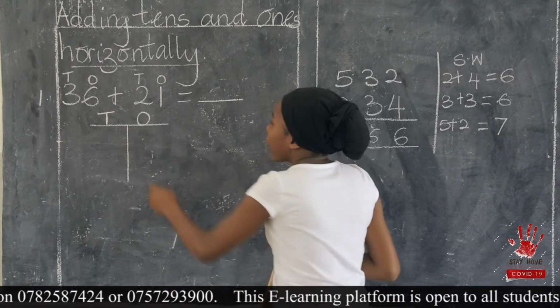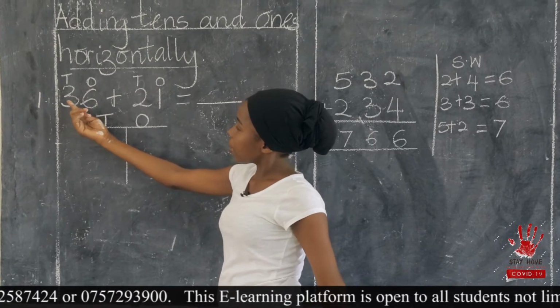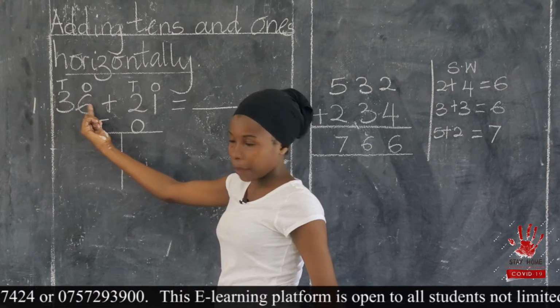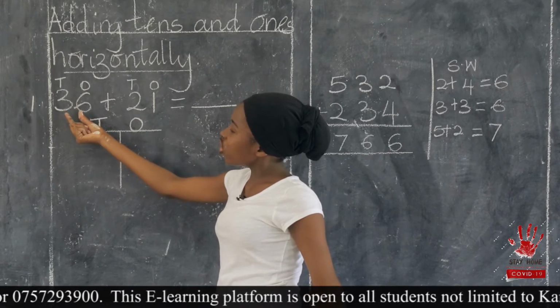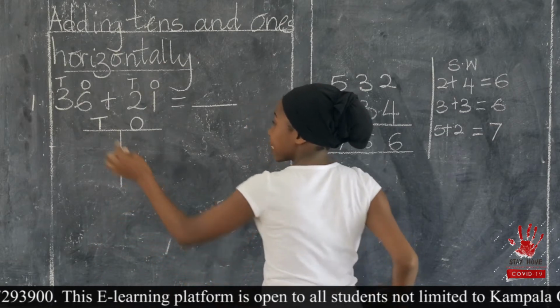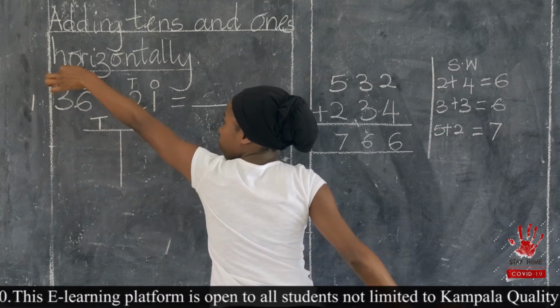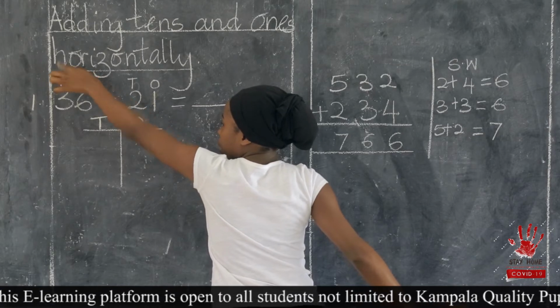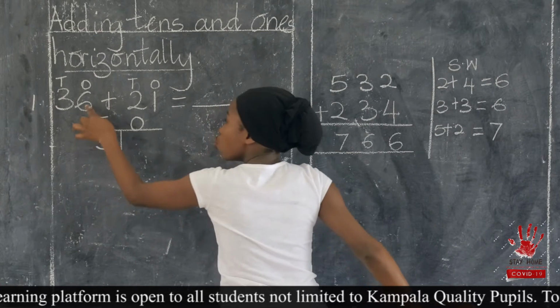No. So when you come here, we'll start with this number. Pick it the way it is. This is 36. So if it's 36, put each number under its place value. In this case, you'll put 3 under what place value is on top of 3? Of course, it is tens. You put the 3 under tens. You move.